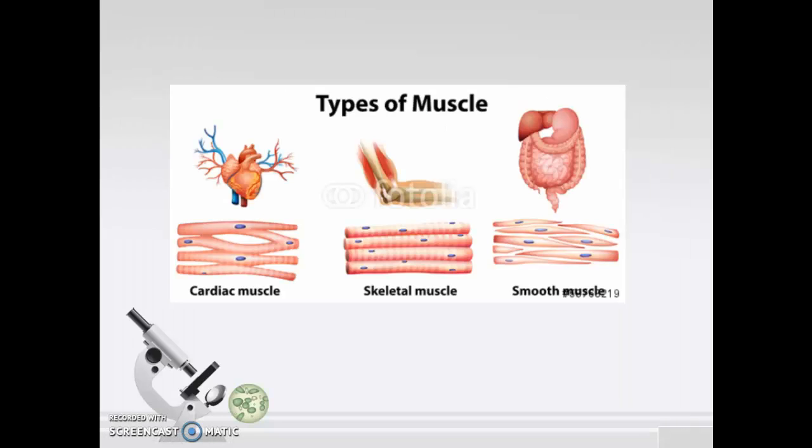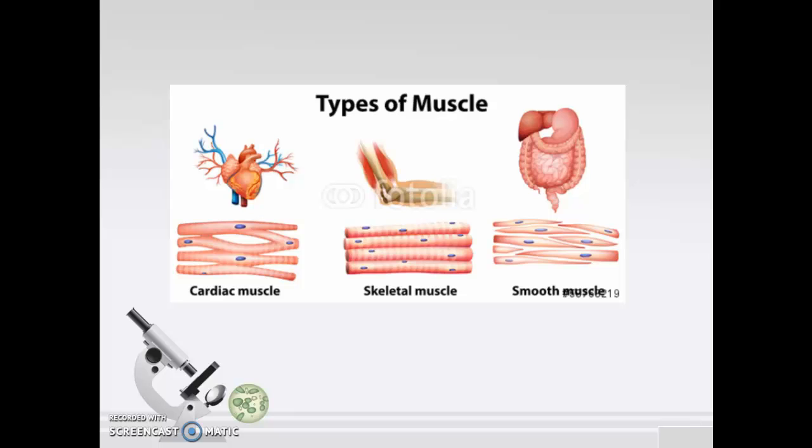Now you can see certain muscles here, that is cardiac muscles, skeletal muscles and smooth muscles. So now we are going to study the muscular system in humans. When it comes to skeletal muscles, we can move them as per our will, so their movement is voluntary.